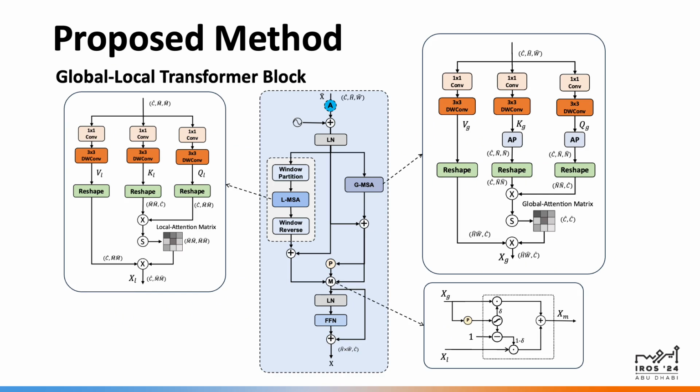This figure illustrates the architecture of our proposed GL trans block, which consists of two parallel self-attention branches, a window-based local multi-head self-attention, LMSA, and a global multi-head self-attention, GMSA. After layer normalization, input features are sent to these branches, with the LMSA on the left and the GMSA on the right. We also introduce a feature modulator that adjusts the global and local features using weighted parameters.